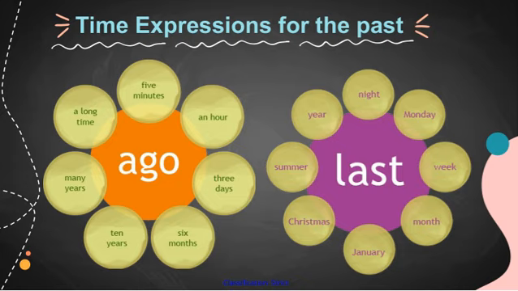Next, we have ago, which is used after a time period to indicate how much time has passed since a particular event. For example, 2 days ago or 5 years ago. It helps us specify the timing precisely.